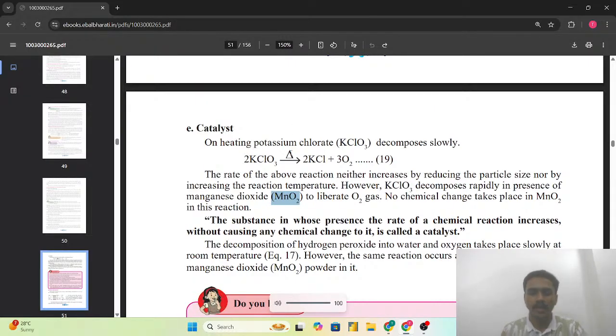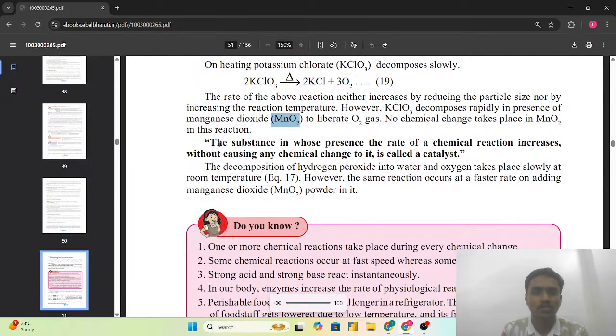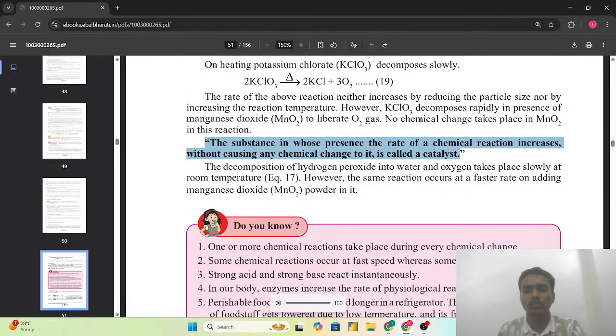So what is basically a catalyst? Catalysts are basically substances which take part in the chemical reaction but without changing their chemical composition. The substance in whose presence the rate of a chemical reaction increases without causing any chemical change to it is called a catalyst. Again, this is an important definition from the perspective of the exam also.